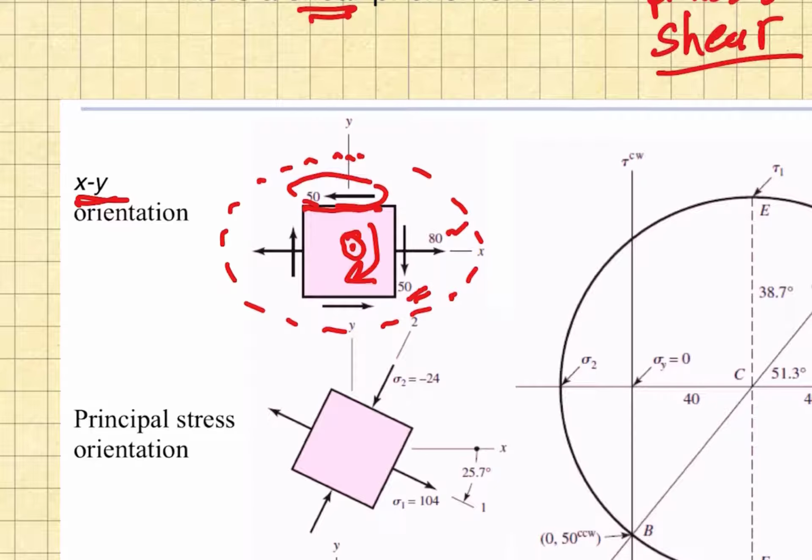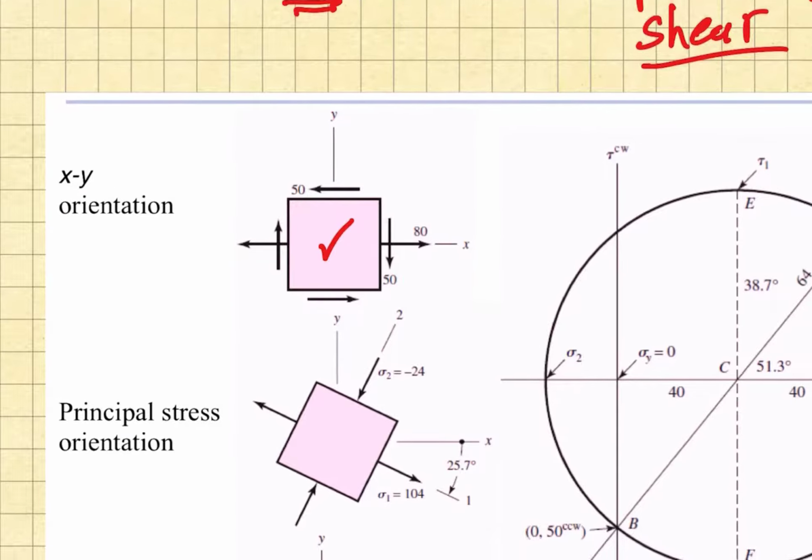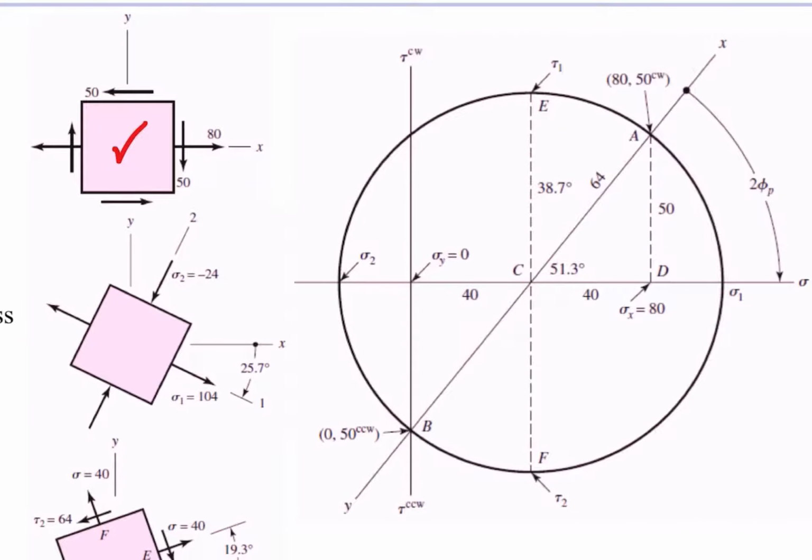If we plot this particular element on Mohr's circle, we know that on the normal stress axis, that's this direction, we have to have 80. Then that shear stress is trying to rotate clockwise, so we go up by 50, and that becomes a point on the Mohr circle. The normal stress in the y direction was 0, so that's right there. We come down by 50, and that determines the other point on the Mohr circle. We draw a straight line between those two, and that becomes the diameter of our Mohr circle.